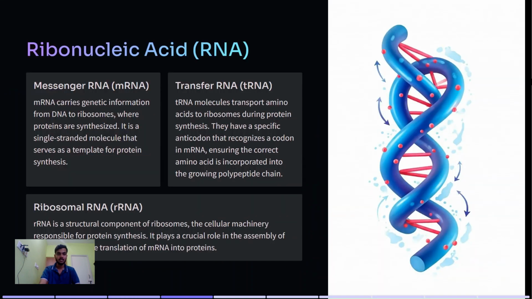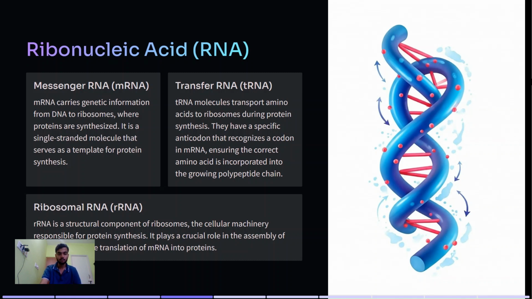Ribonucleic acid. Messenger RNA, which means mRNA, carries genetic information from DNA to ribosomes, where proteins are synthesized. It is a single-stranded molecule that serves as a template for protein synthesis. Transfer RNA, known as tRNA, are molecules that transport amino acids to ribosomes during protein synthesis. They have a specific anticodon that recognizes a codon in mRNA, ensuring the correct amino acid is incorporated into the growing polypeptide chain. Ribosomal RNA.